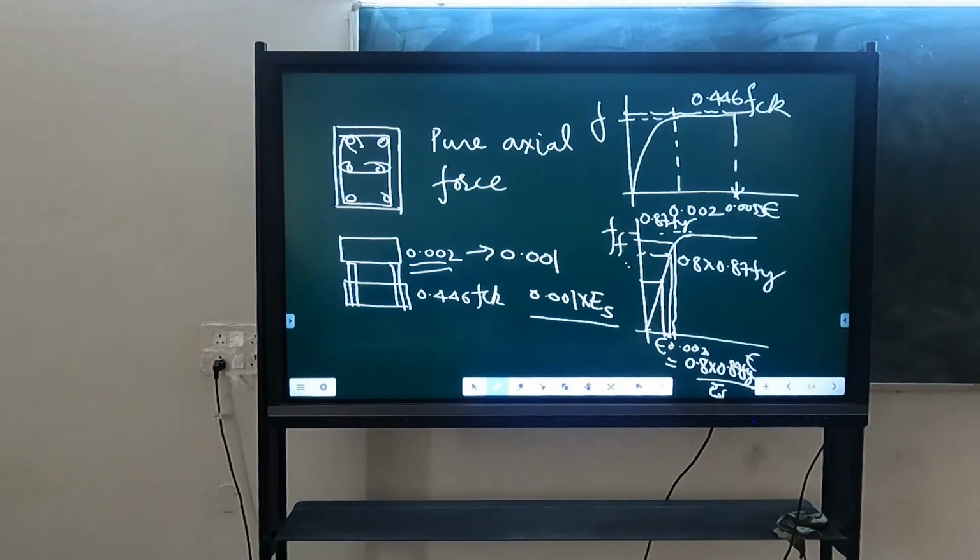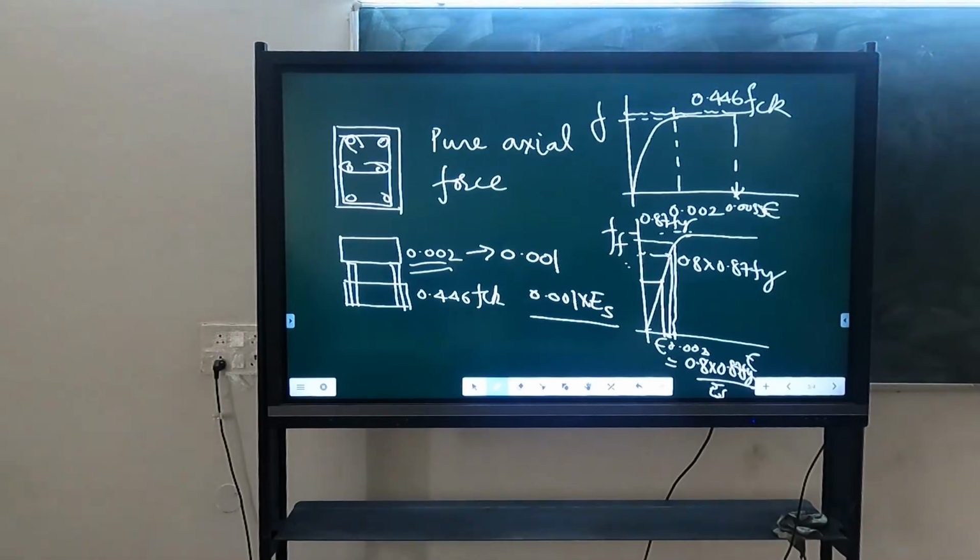So, you said that after reaching 0.002 the strain increases but the stress remains the same. Stress remains the same, right. So will it be bending? Bending will have the same case? No, there is no bending, it is pure axial force.